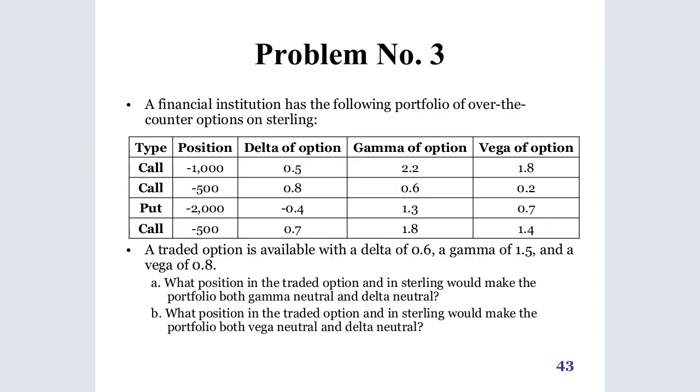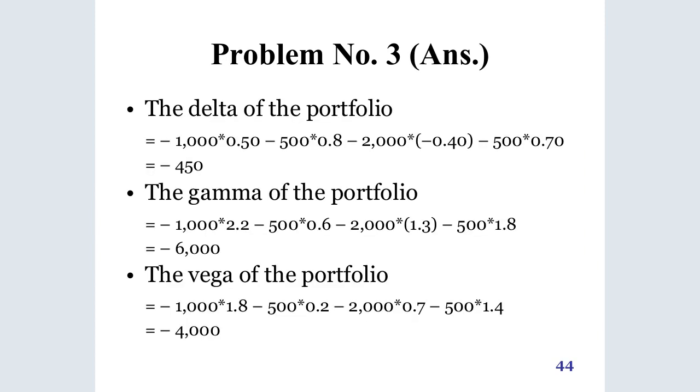Similarly, I can calculate the gamma of the portfolio, minus 2.2 into minus 1000, and so on and so forth, and Vega of the portfolio, 1.8 into minus 1000, and so on. And that is what I have done. So my gamma of the portfolio is minus 6000. So what I get: delta is minus 450, gamma is minus 6000, Vega is minus 4000. That is in the current portfolio.